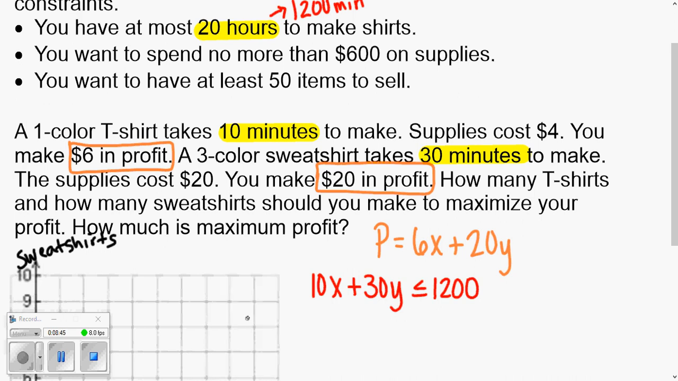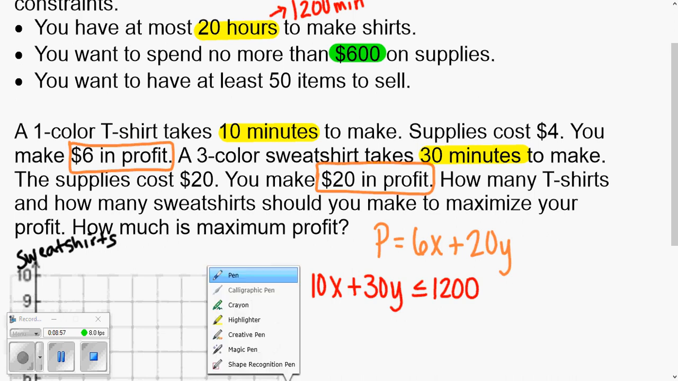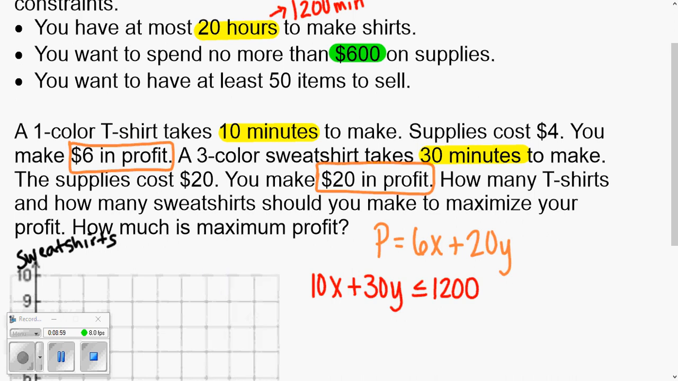Now, the next piece of information they tell me, I want to spend no more than $600. That's how much I'm spending. Okay, well, how much I'm spending to make a t-shirt says it right here. I lost my highlighter. It costs $4 for a t-shirt and $20 for a sweatshirt. So, my constraint, 4x plus 20y, because I have no more than $600, is less than or equal to 600.